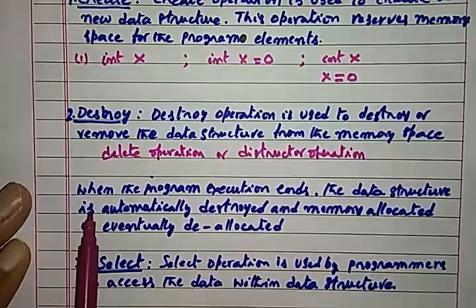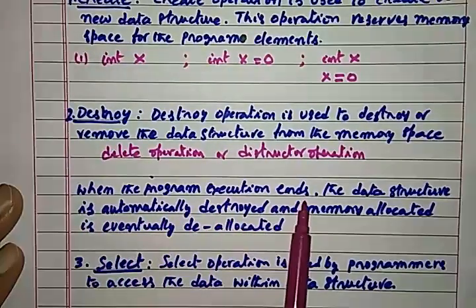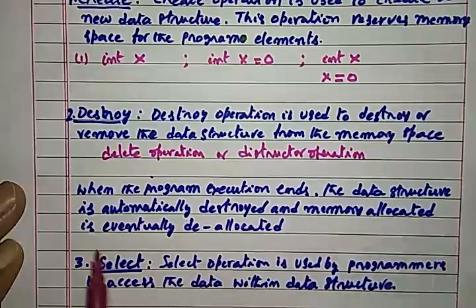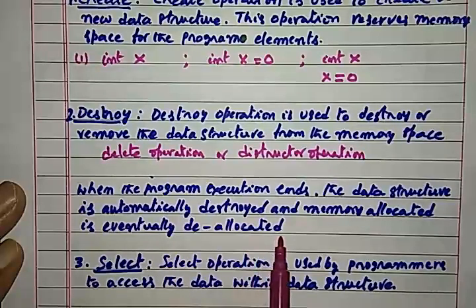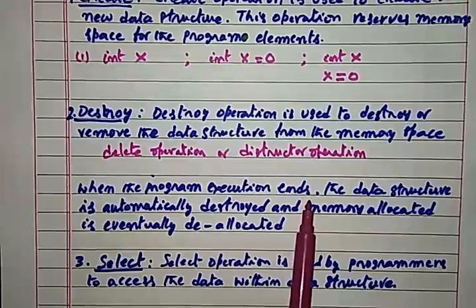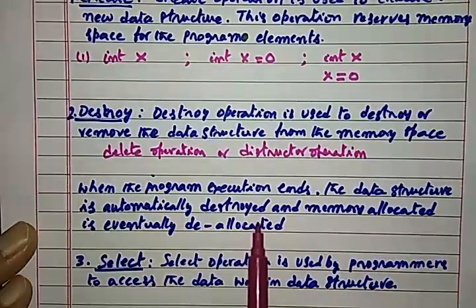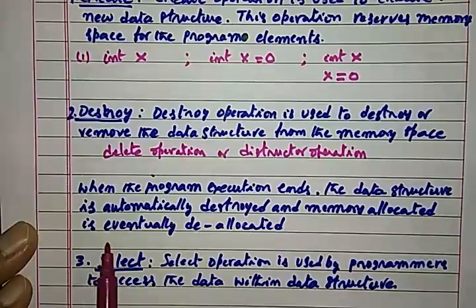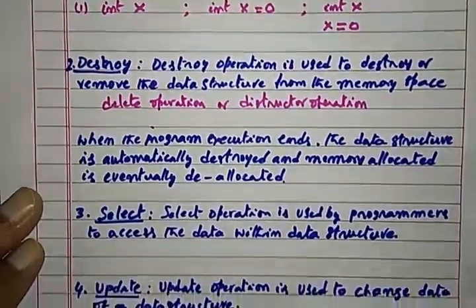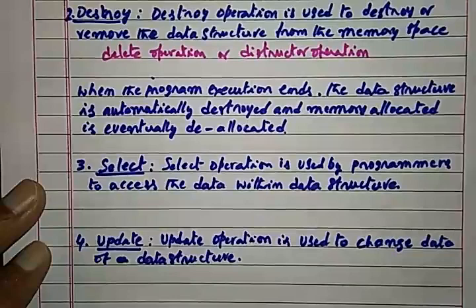Otherwise also, when the program execution ends, the data structure is automatically destroyed and memory allocated is eventually deallocated. Once the program is over, then that data need not be there, because everything is there in the program. So when the program execution ends, the data structure is automatically destroyed and memory allocation is eventually deallocated. So this is the destroy operation.